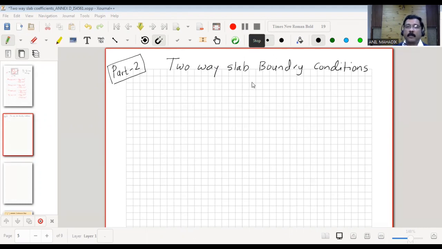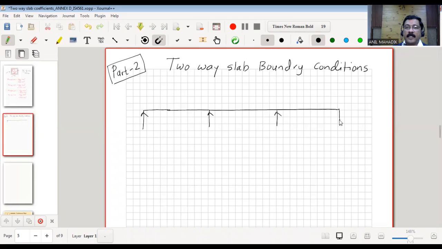Let me take an analytical example. Let's say there are three slabs, S1, S2, S3, and there is a load on them. All of you know that slab rests on the beams. So these arrows are nothing but beams, or beam supports.